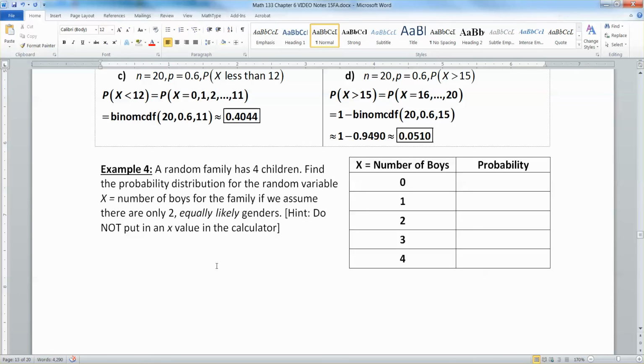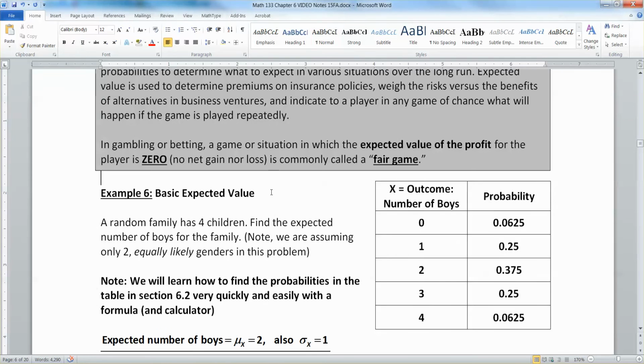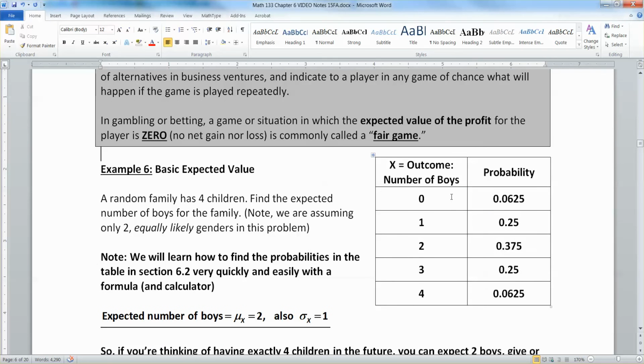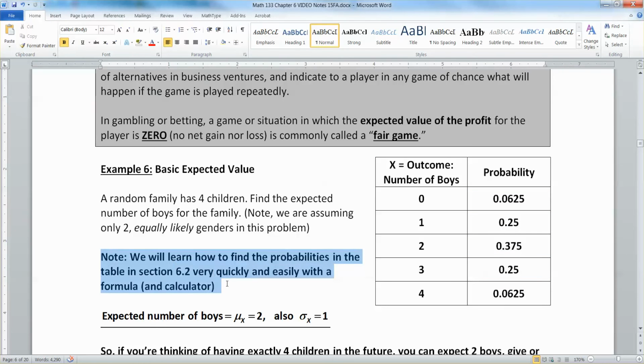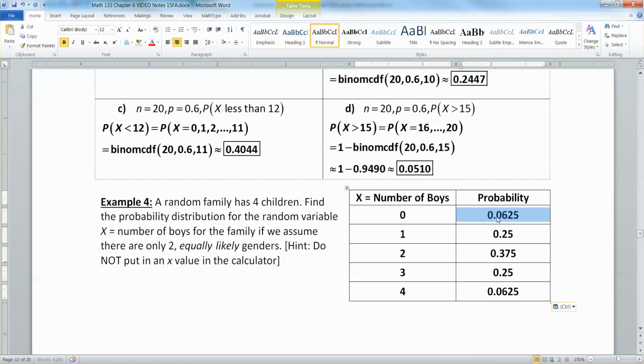All right, now where have you seen this problem before? Well, we saw it back in section 6.1. Let me scroll back to that real quick. Right here, we used it for an expected value question. So we can see the numbers and the answers, but I'm going to prove it to you that it's these values. And I wrote right here, we're going to learn how to find them quickly and easily in section 6.2. Now is the time. We're going to do that. Let me go back to 6.2. When I saw the probabilities were these values, but now let me prove it to you.